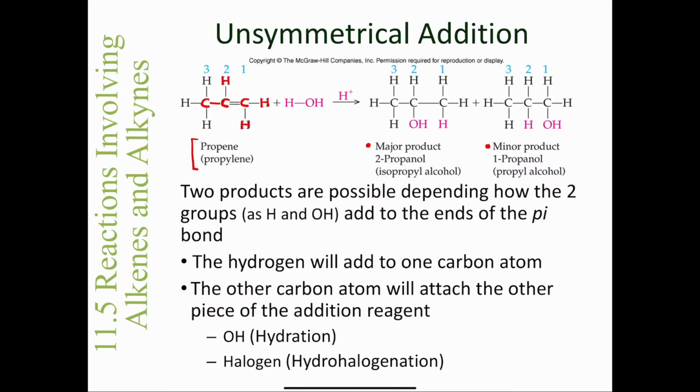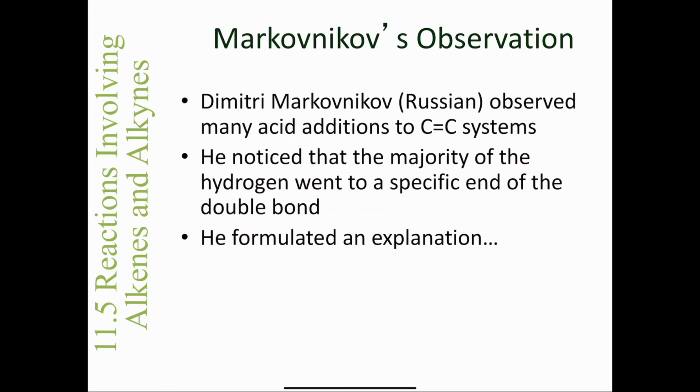But what's going to happen is the hydrogen is going to add to one of those carbons, and the other carbon is going to attach to the hydroxyl in the hydration reaction. And if I was doing hydrohalogenation, the other carbon is going to attach to a halogen. And so the question becomes, why is 2-propanol the major product, and why is 1-propanol the minor product? And the scientist who figured this out, why we get preferential addition of the hydroxyl to one carbon over the other, was named Dmitry Markovnikov.